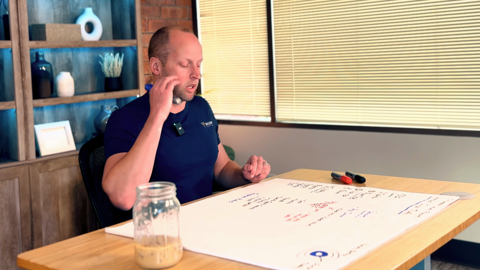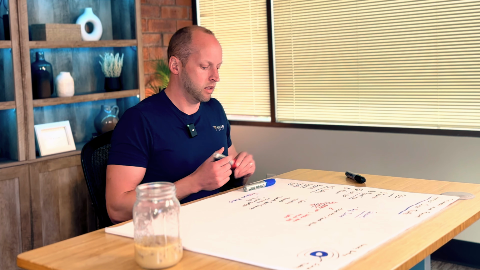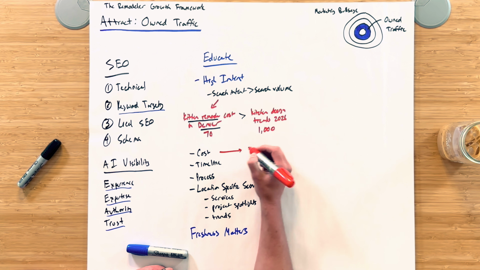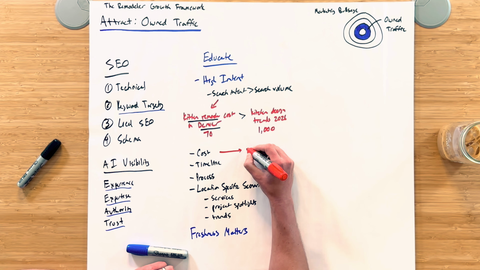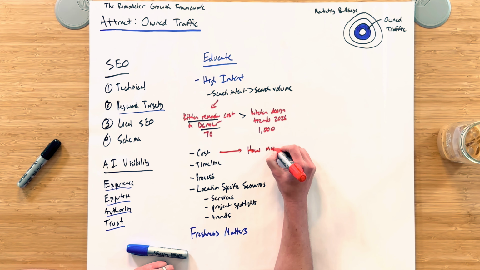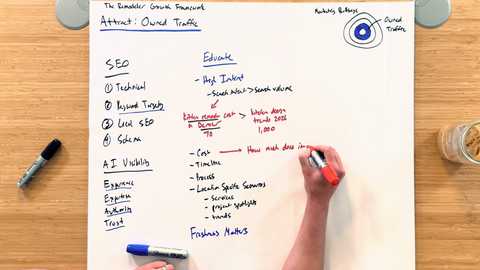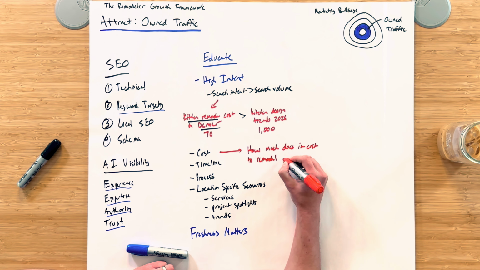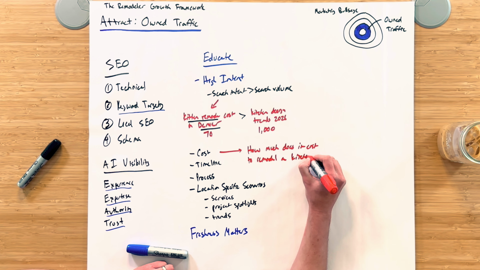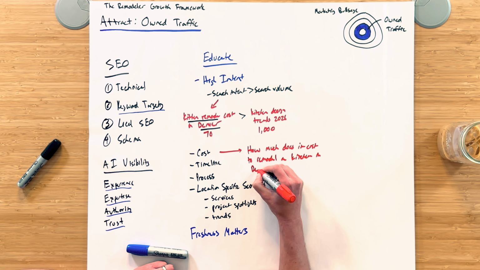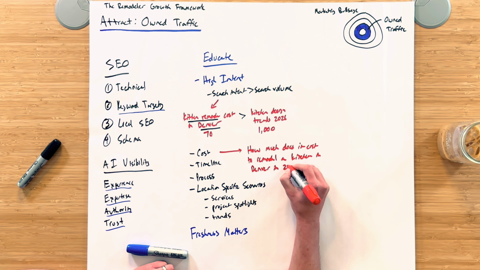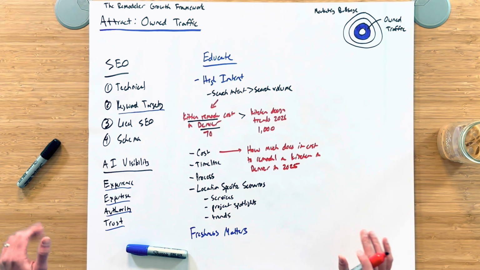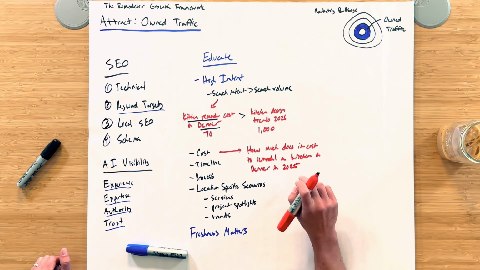But there are a couple of components. One is, let's say I wrote a blog on cost. And so this could be "how much does it cost to remodel a kitchen in Denver in 2025?" And I wrote that a while ago. Well, now it's a new year.